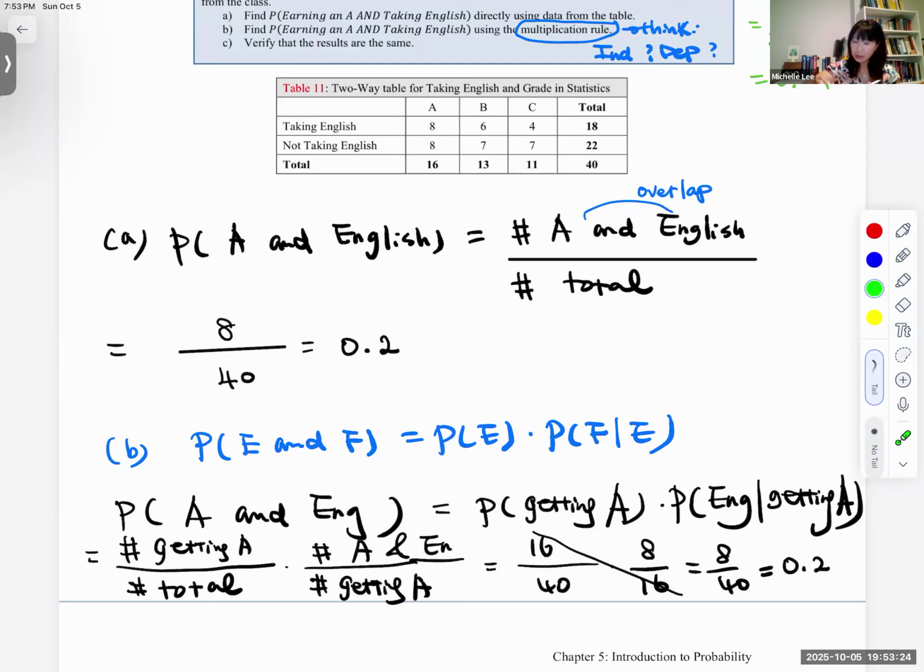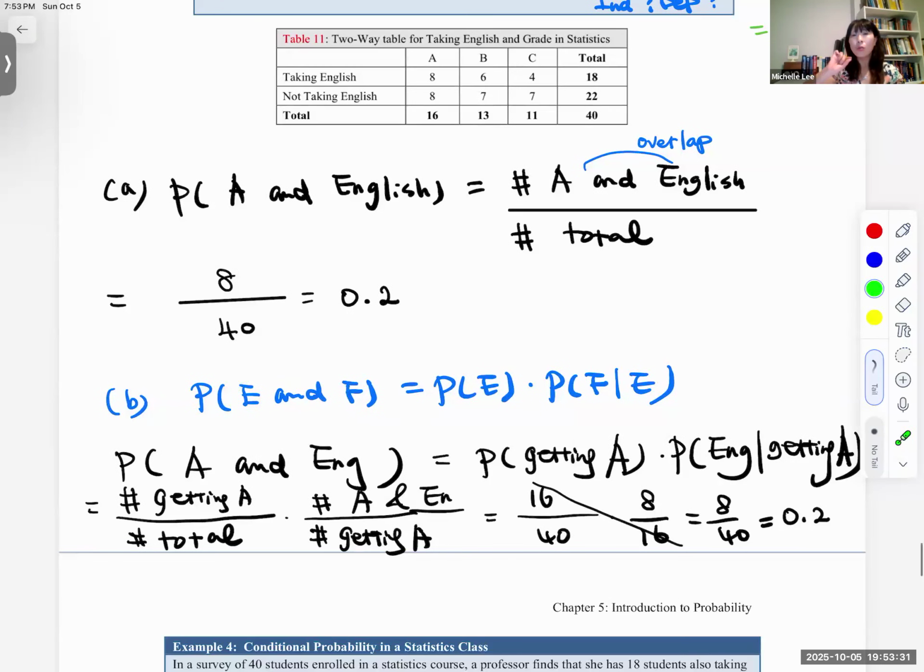Okay, so we are done for this section, very short, because we covered, you see everything? We covered a little bit of conditional probability in the last section, all right?